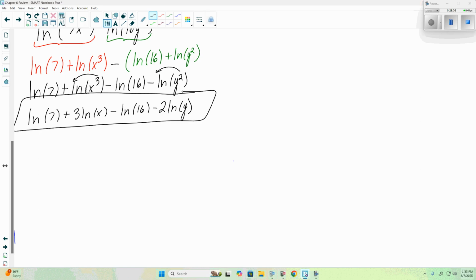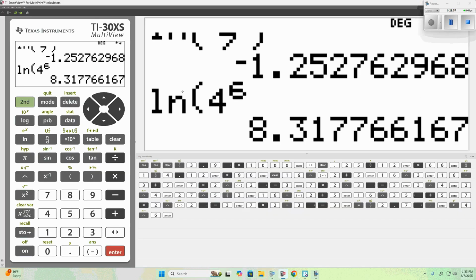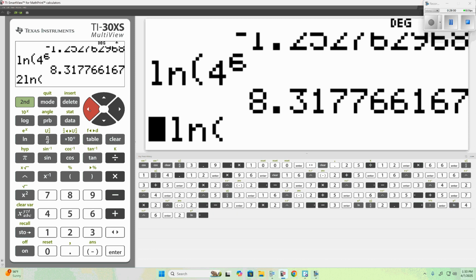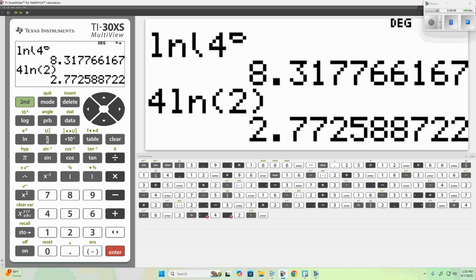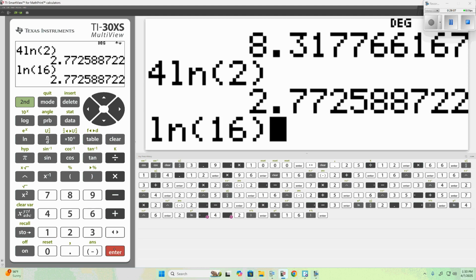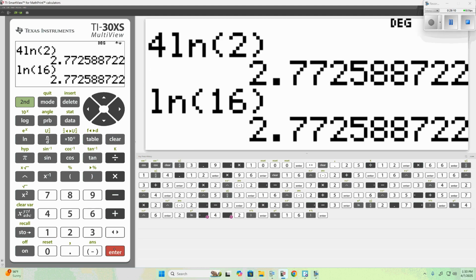So some, if they want it fully expanded, they would want you to rewrite 16 as 2 to the 4th power. Move the 4 out front, so 4 times the natural log of 2 is the same as the natural log of 16. Then it would be technically fully expanded, but this is as far as I want you to take it. Yeah. 4 natural log of 2 is this here. Natural log of 16 is also that exact same amount, guys.